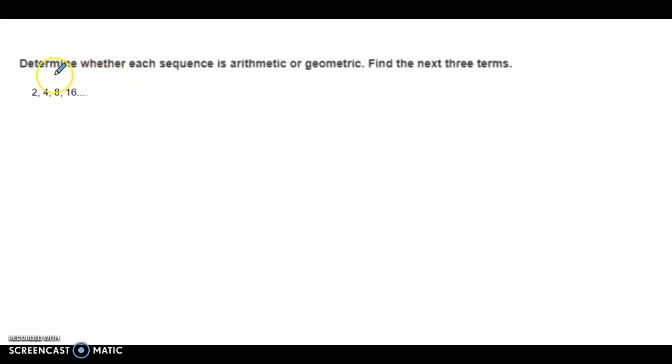All right, the first question: determine whether each sequence is arithmetic or geometric, and then find the next three terms. First we need to remember what these things mean. Arithmetic is any type of sequence that adds or subtracts by the same number each time. And then geometric is any type of sequence that multiplies or divides by the same number each time. That's kind of a simplified version of it. That's the way I like to think of it. There's actually more to the definition, but we're just going to stick with that for now.